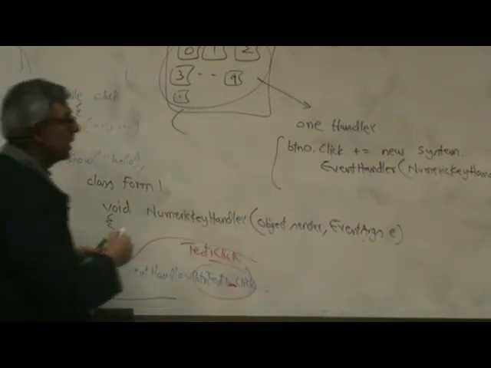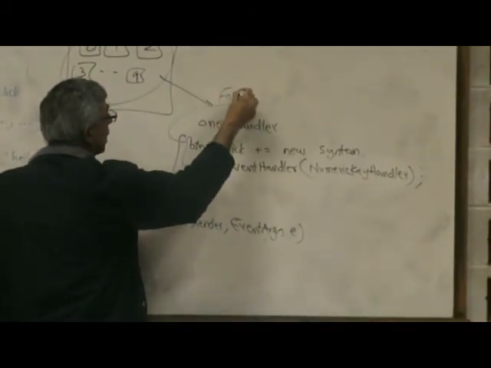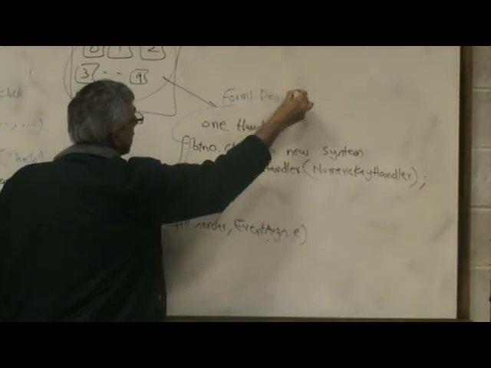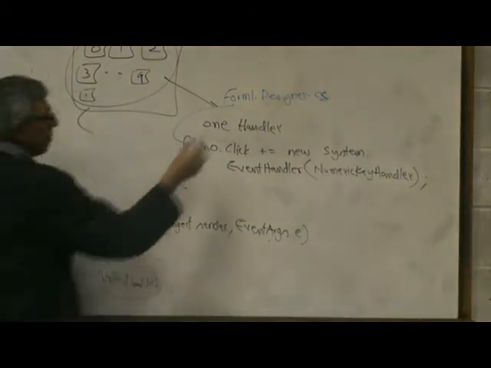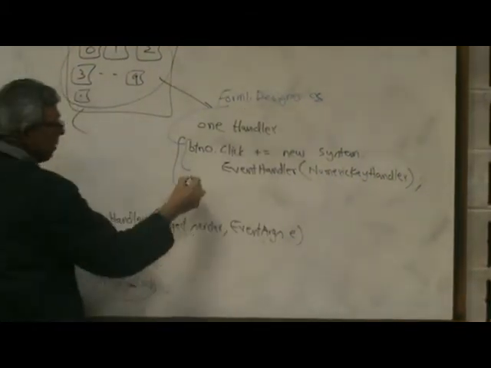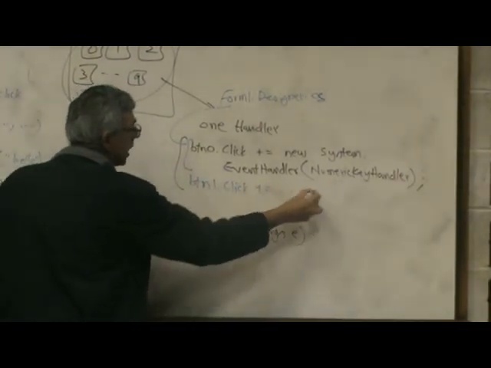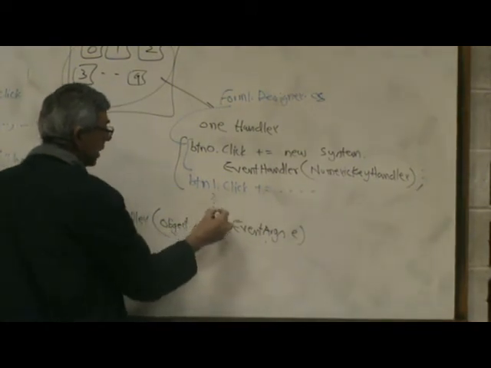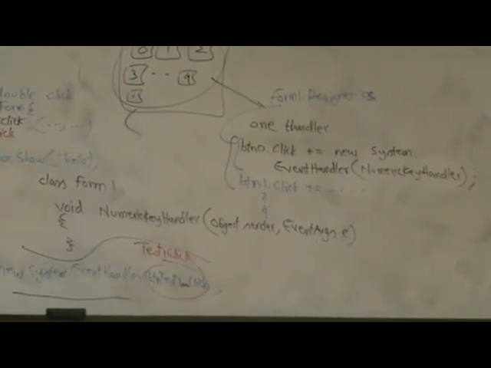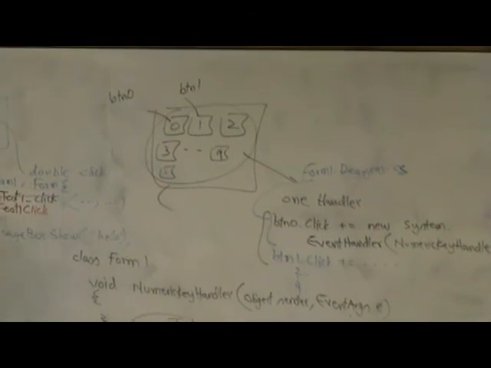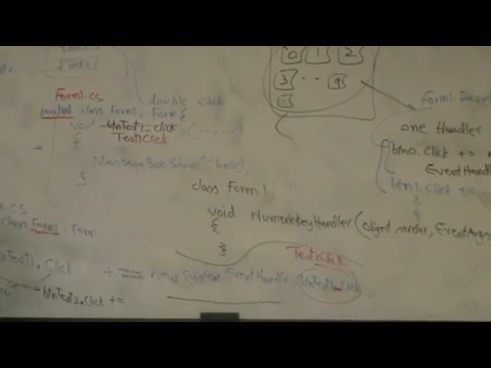Same way, what if I copy this line, and suppose this is written once again in form1.designer.cs, right? If I copy this line and say btn1.click plus equal to the exact same thing, btn2.click, btn9.click, right? So now no matter which button you click, which event handler will it call? The numeric key handler. Okay.